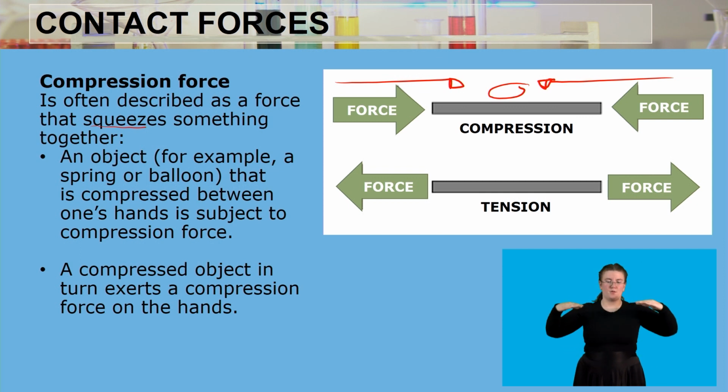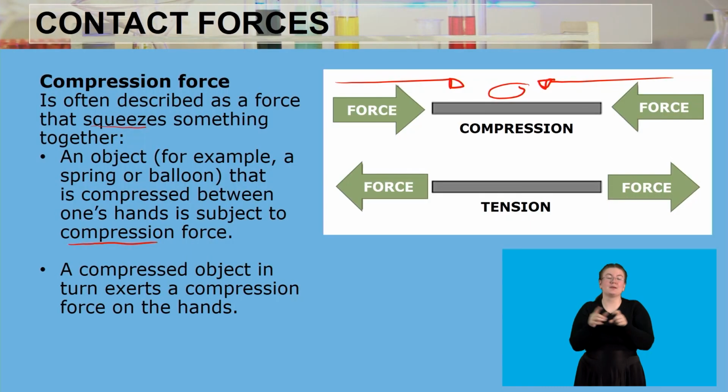So an object, for example a spring or a balloon that is compressed between one's hands, is subjected to a compression force. When you have a spring and you apply a force in opposite directions onto that spring, we are saying that we are compressing the spring. The very same thing happens to a balloon. A compressed object in turn exerts a compression force onto the hand. Remember, forces always act in pairs. When you are applying a force onto the object, that very same object applies the very same force onto you, but in the opposite direction.